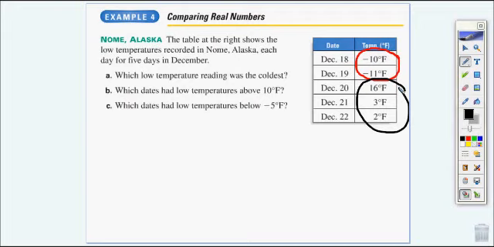coldest. So the coldest is going to mean that we need to find the number that is going to be the lowest on a number line or a thermometer, if that helps you. So my lowest temperature or my coldest temperature is going to be, for the answer for letter A, negative 11 degrees, and that's in Fahrenheit. And that was on the date of December 19th.